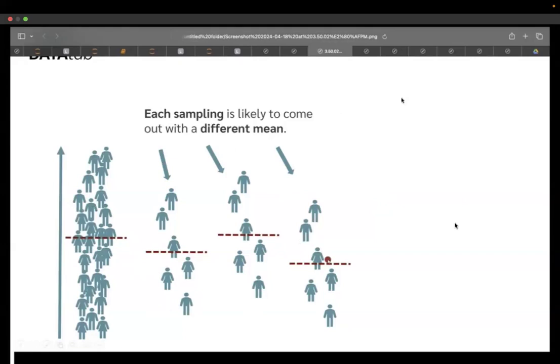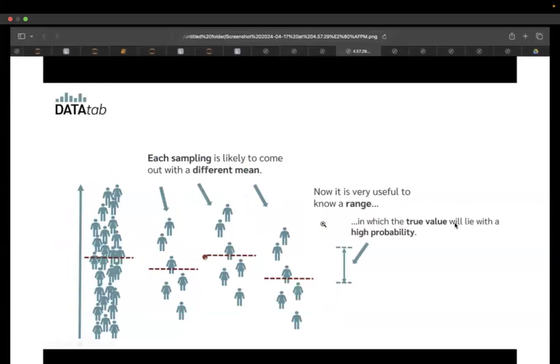Here in this case, your confidence interval comes into the picture. You can see.